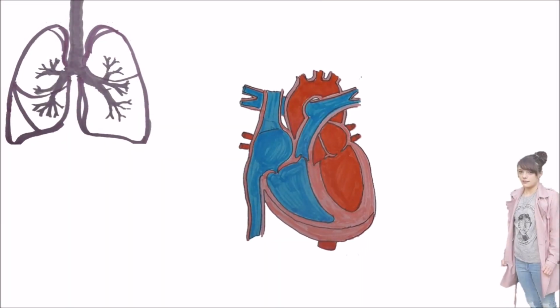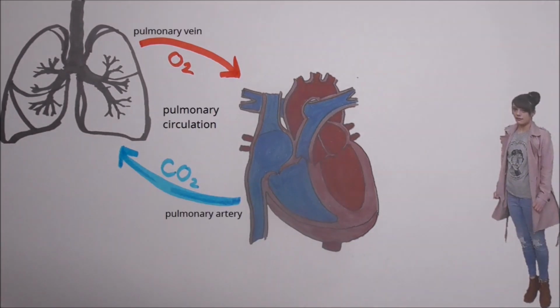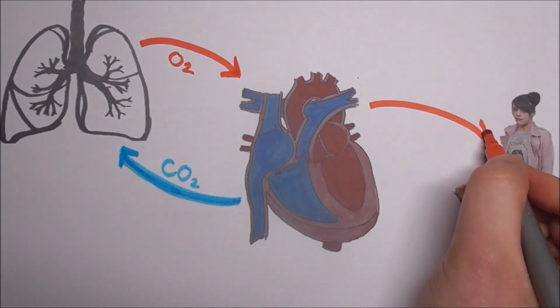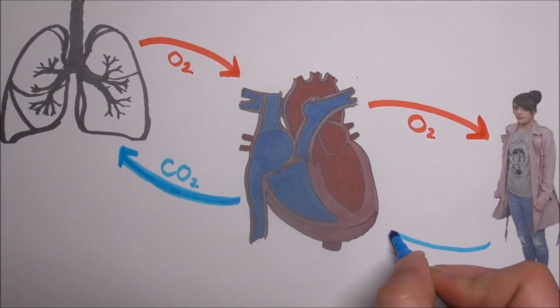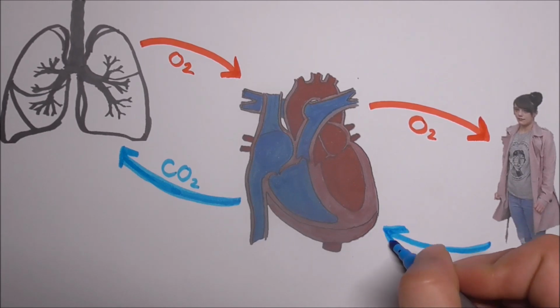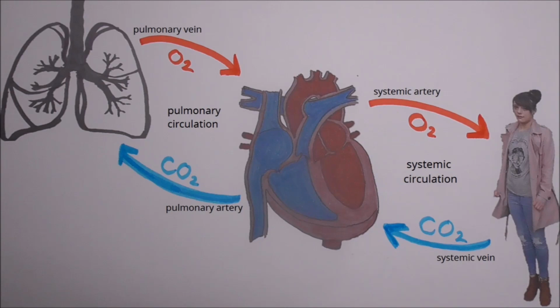So when we breathe in and out, we're releasing the carbon dioxide that's brought to our lungs through the pulmonary arteries, and adding oxygen to our blood to be brought back to our heart through the pulmonary veins, and that's called pulmonary circulation. And then the oxygen-rich blood will be pumped out of your heart to your body through the systemic artery, and then return to your heart once it's delivered the oxygen to your cells through the systemic vein.